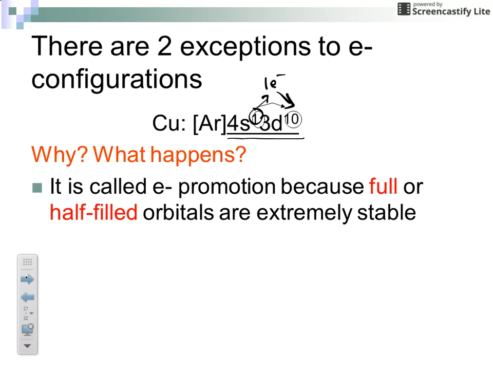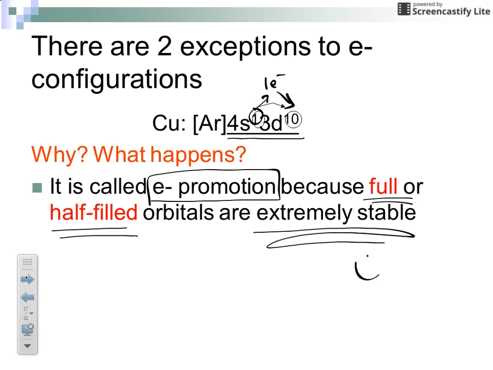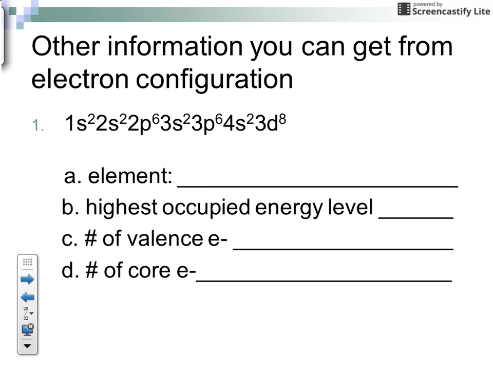So what happens here is one of the electrons gets promoted. It's called electron promotion. Remember that. And it happens because full or half-filled orbitals are extremely stable, and they want to be happy. They want to be stable. So the elements are going to do what they need to do to be stable.